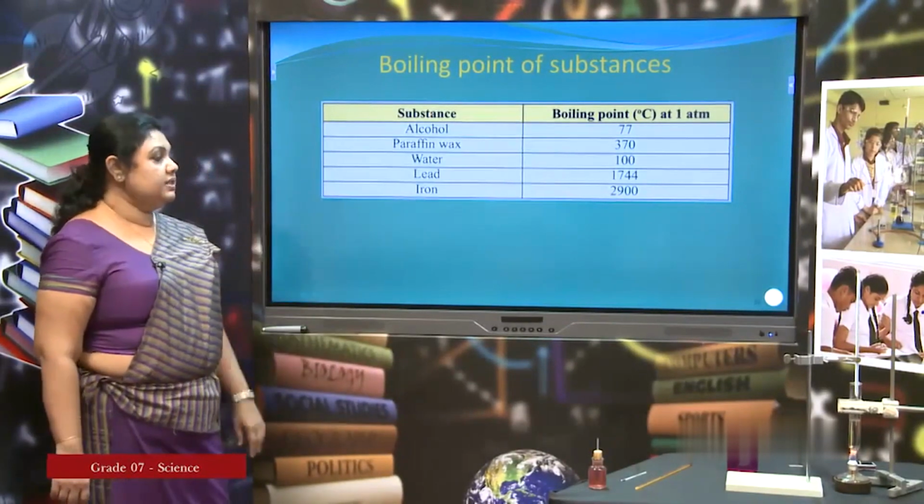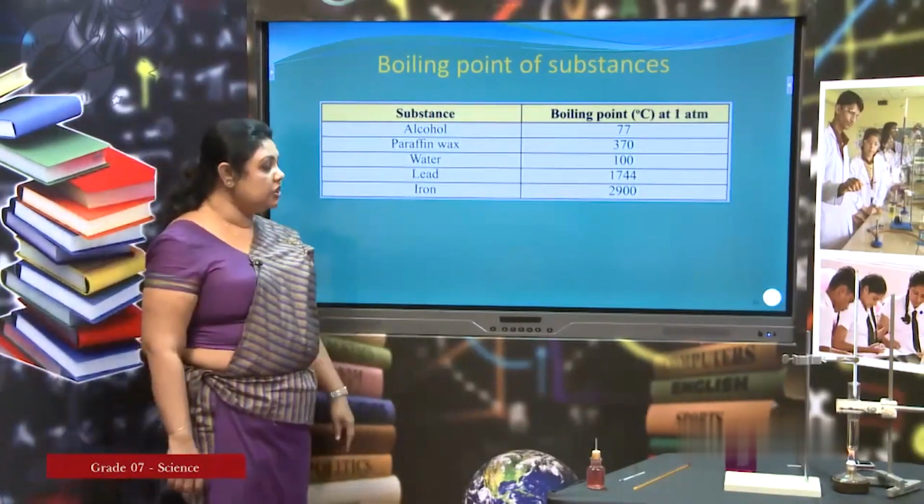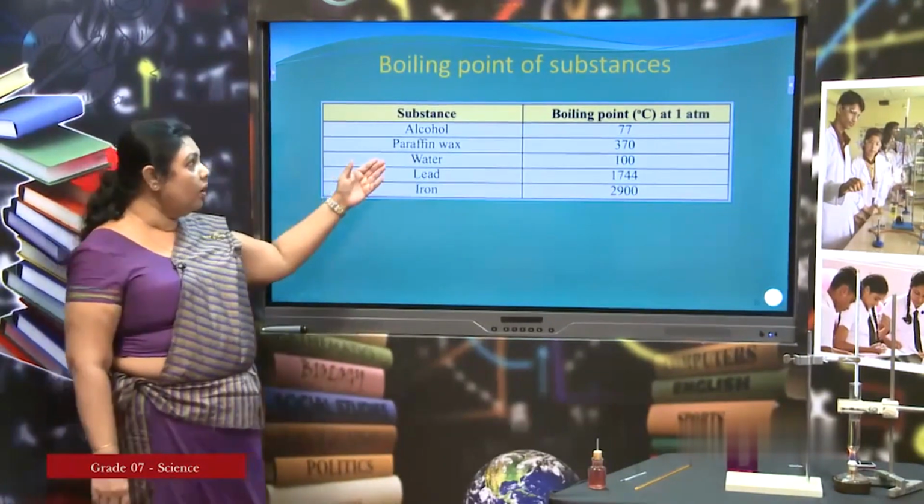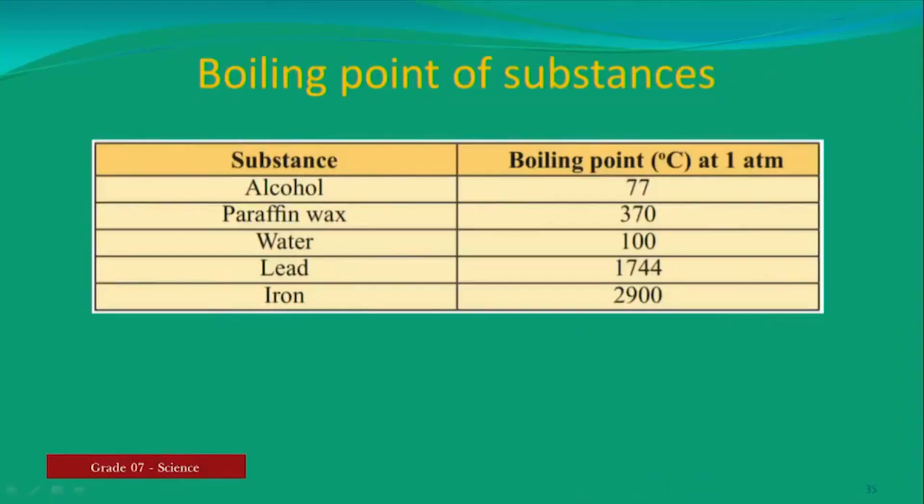Here there are some substances. Again, same as earlier, children, you can see the alcohol boiling point is 77 degrees Celsius, paraffin wax 370, water 100 as I told you. Look at lead, 1744, iron 2900, very high. Iron has a very high boiling point.